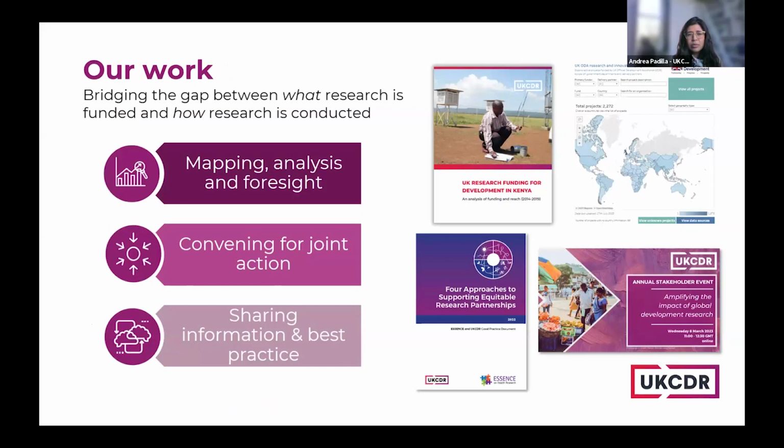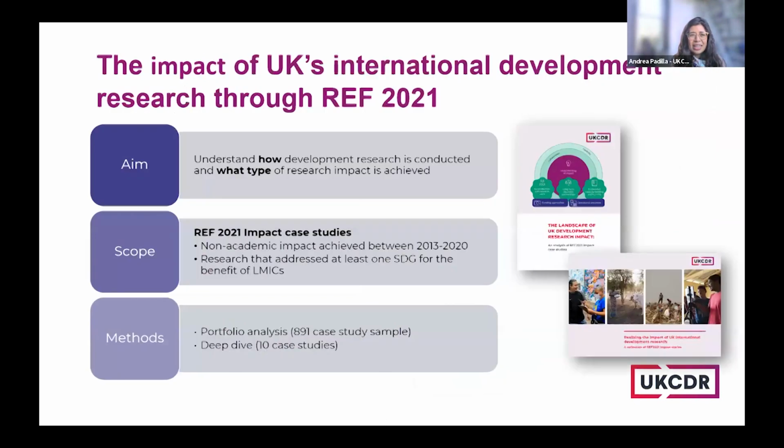And the way we do this is through 3 main pillars that help us bridge the gap between what research is conducted, what research is funded, and how research is conducted. This involves mapping, analysis, and foresight, which are a series of portfolio reports, tracking tools, and dashboards, convening for joint action, where we bring funders together on specific topics, and sharing information and best practice with documents and case studies, such as the ones that we will talk about today. And one of those is precisely one of our latest studies on the impact of UK's international development research through the results of REF 2021.